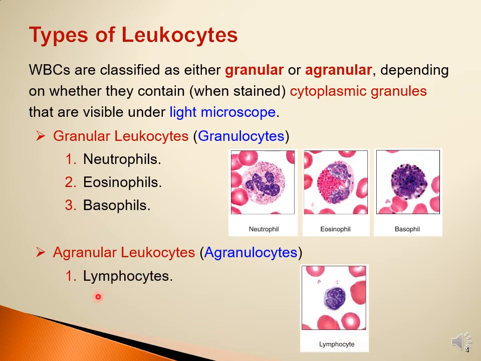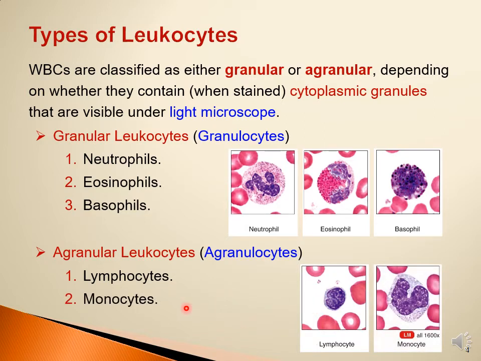The agranular leukocytes are of two types. Number one, the lymphocytes of different types. You can see that the thin rim of the cytoplasm lacks any granule, so we can't see any granules using the light microscope. Also, we have the monocytes. Again, we don't see the coarse granules that are seen under the light microscope when compared to the other three granulocytes.